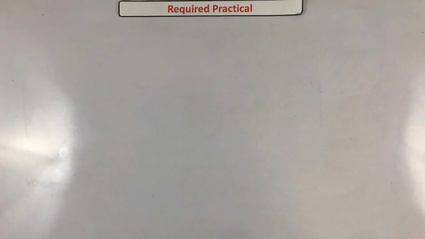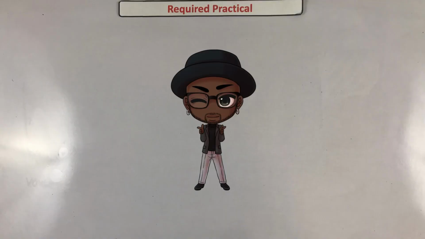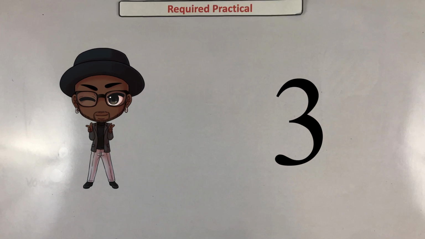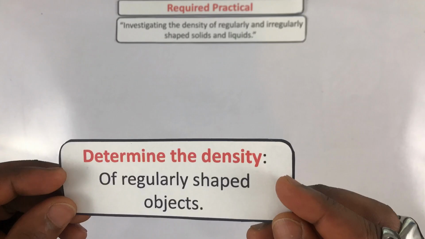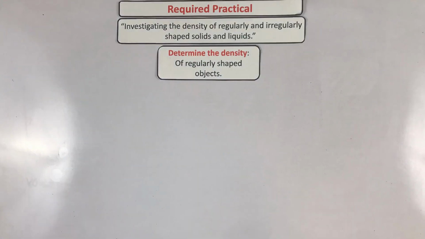Okay, it's time for the practical. This practical has 3 parts. We will be investigating density of irregular objects, regular objects, and also liquids using a range of different apparatus. The first activity will have you determining the density of regularly shaped objects.